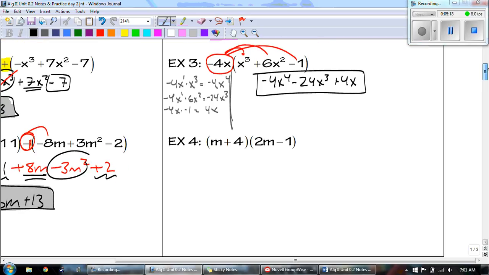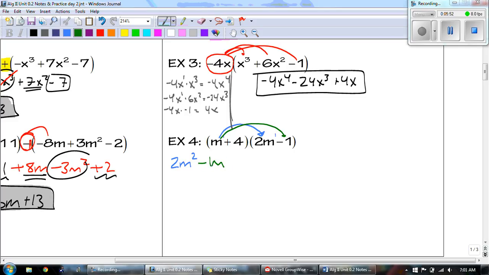Okay, now example number 4. There are two methods on how to do this, but first we're just going to do the distribution. I'm going to take whatever my first term is and multiply that first. So m times 2m. Remember, we have to add our exponents, so 1 plus 1 is 2. m to the first times negative 1 would be negative 1m.